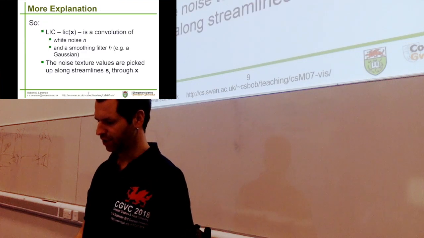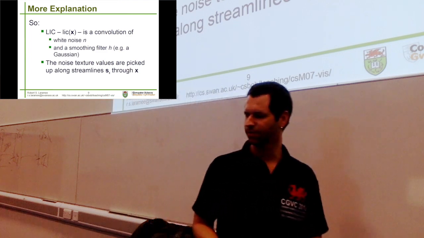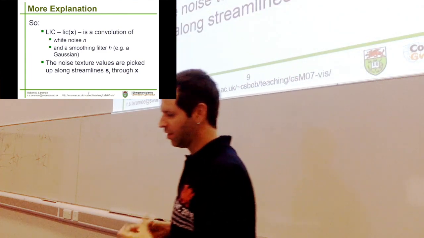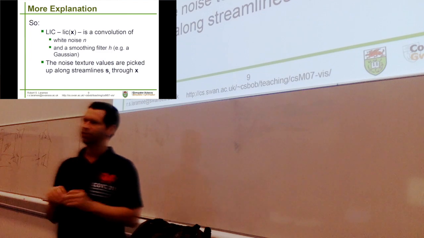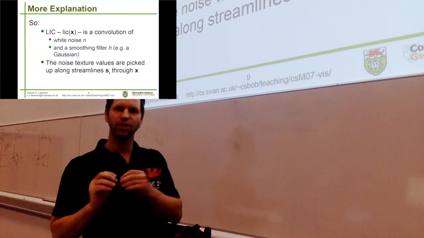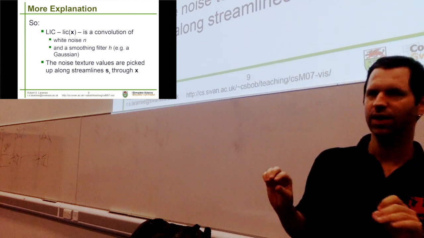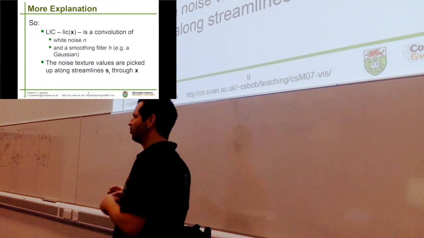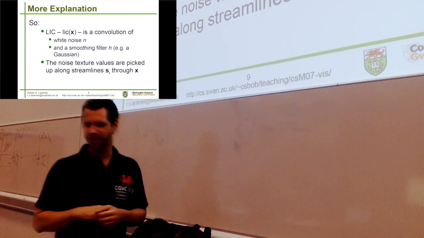So the terminology is confusing. So it starts with the white noise texture, and then we can also call it a smoothing filter. So the white noise is smoothed along the directions of the streamlines in both the forward and the backward directions, or the upstream and the downstream directions of the flow for each texel.